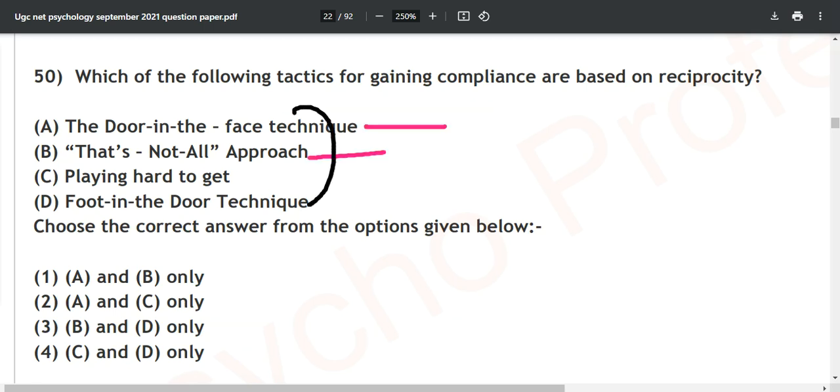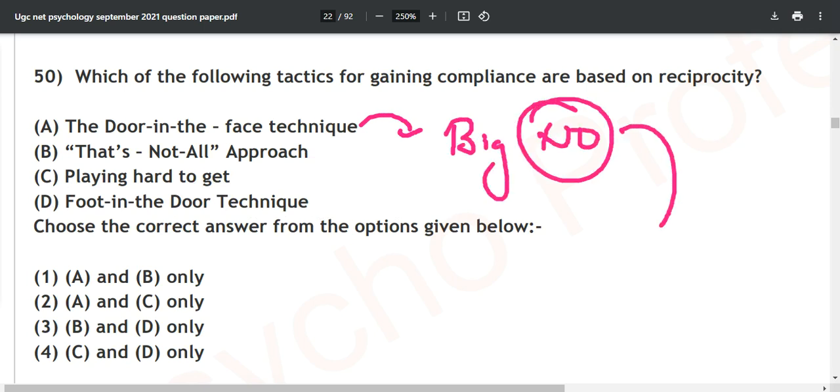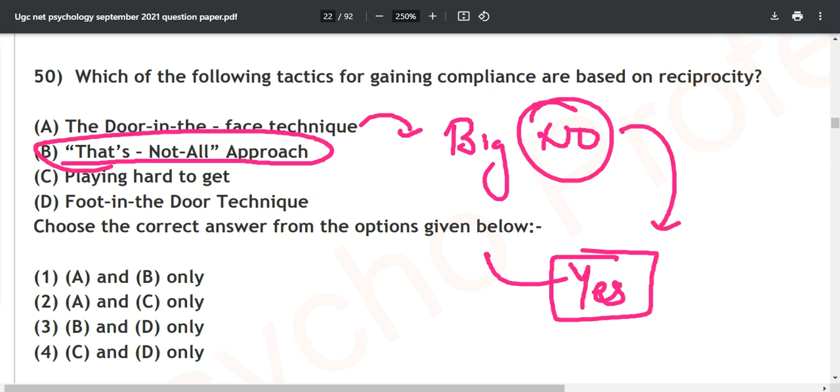And this is again a PYQ. This foot in the door technique was recently asked in the June 24 session. Now, the door in the face technique: what it is, first making a big request, then getting a no. So reciprocity will come into the picture, and then you will make another request and it will be yes. Okay, same thing is happening in the that's not all approach as well. So you will remember this for your life.